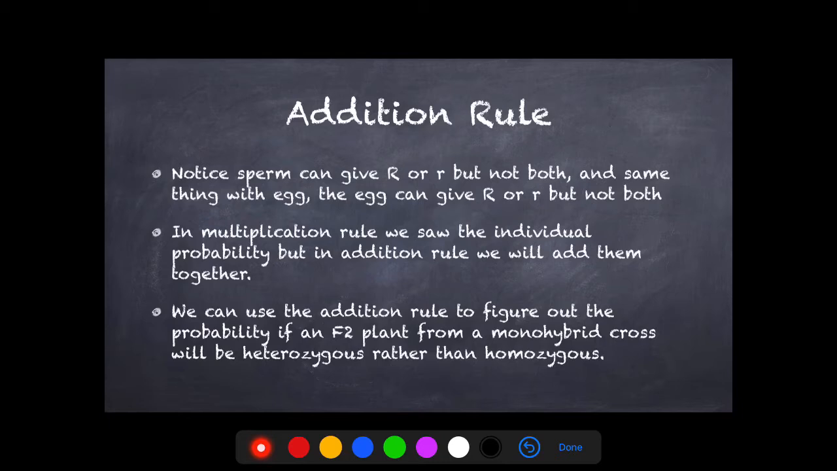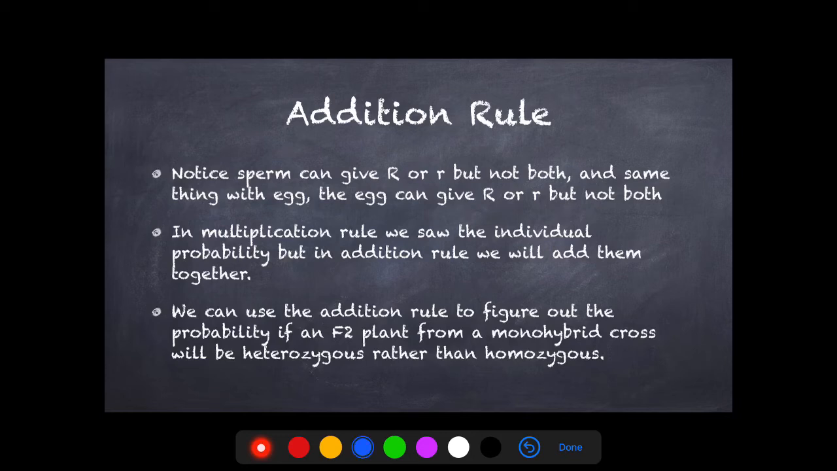Okay, so now let's talk about the addition rule. We just talked about the multiplication rule. Now let's talk about the addition rule. Notice that when you have a sperm, and it has, for example, Rr, it can only give one of these, right? Only one of these can be passed down. It can be either the big R or the little r, but it can't give both of them because remember, one comes from the mom and one comes from the dad, right? So same thing with the egg.